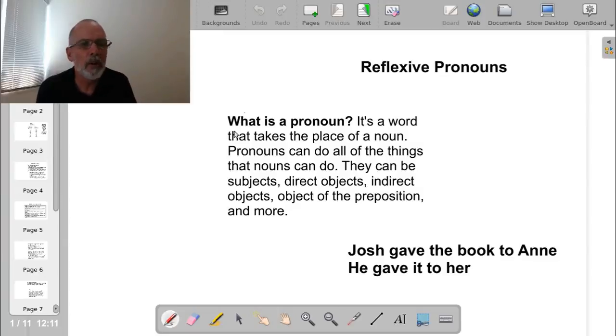Let's continue with the class, and today we're going to look at reflexive pronouns. Reflexive pronouns.